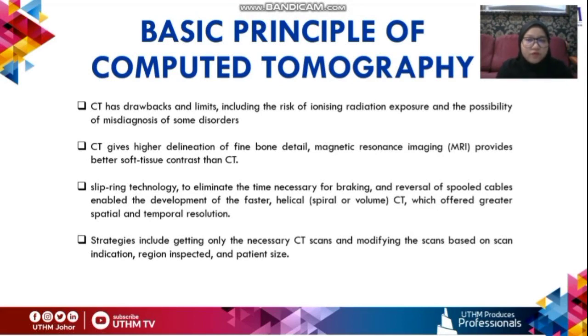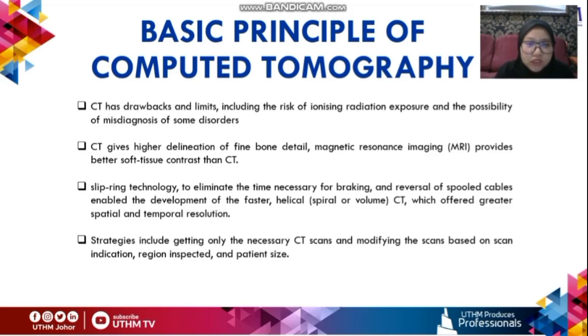Our summary for part 5A, which is the basic principle of computed tomography. There are several indications for performing CT-based assessments, such as assessing cerebrovascular disease, cerebral hemorrhage, sinusitis, pulmonary embolism, aortic dissection, fractures, and many cancers. CT has limitations, including the risk of ionizing radiation exposure and the possibility of misdiagnosis of some disorders.